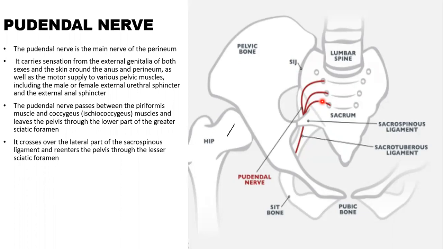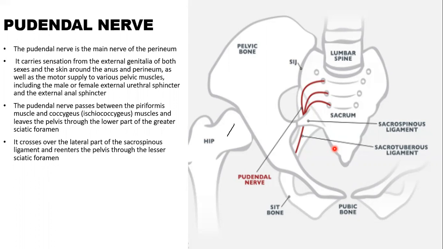Then I'll talk about the pudendal nerve. So the pudendal nerve is that nerve there. Okay, so the pudendal nerve is the main nerve of the perineum. Okay, the region there. So it carries sensation from the external genitalia of both sexes, basically. Okay, and the skin around the anus and the perineum, as well as it supplies motor innervation to the pelvic muscles, including the male and female external urethral sphincters and the external anal sphincter, basically.